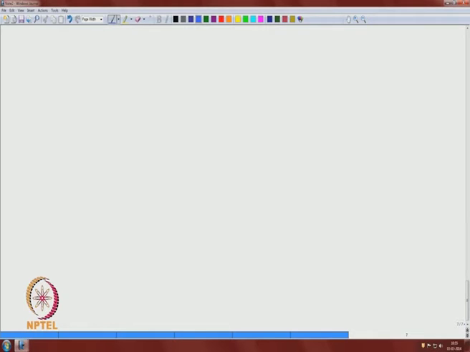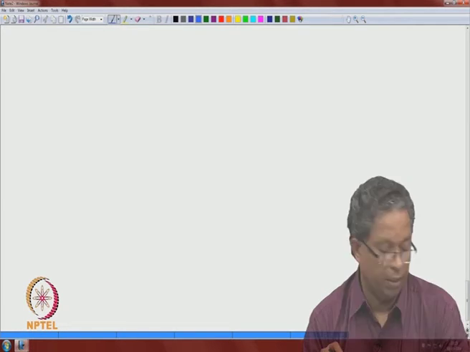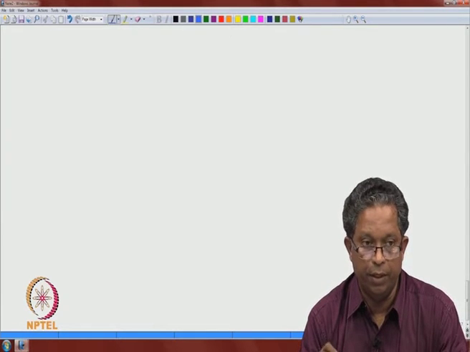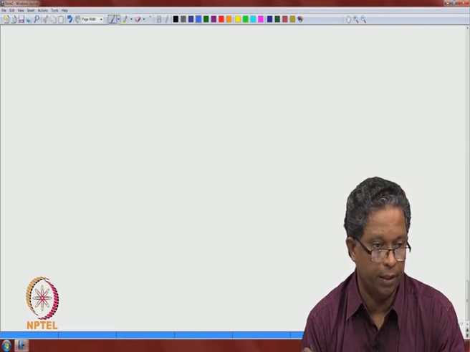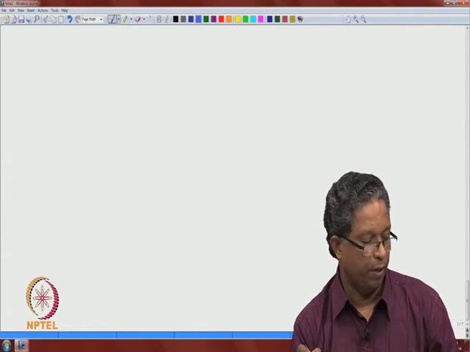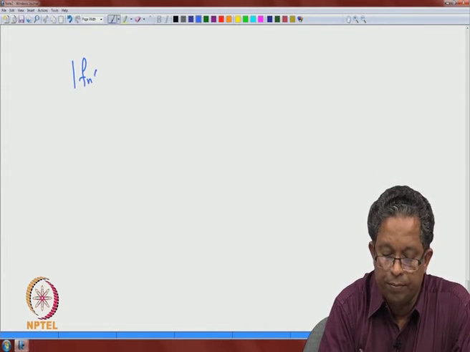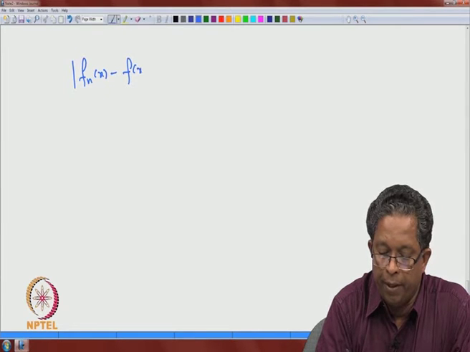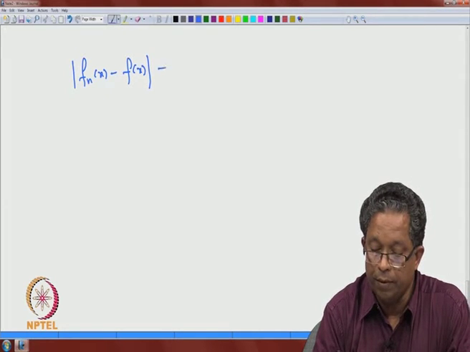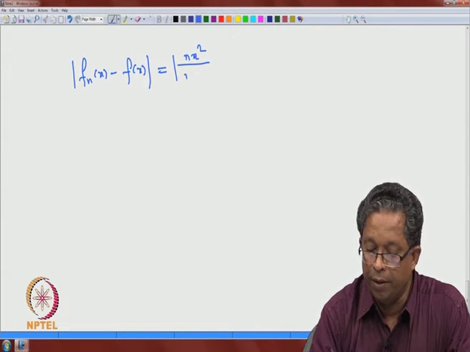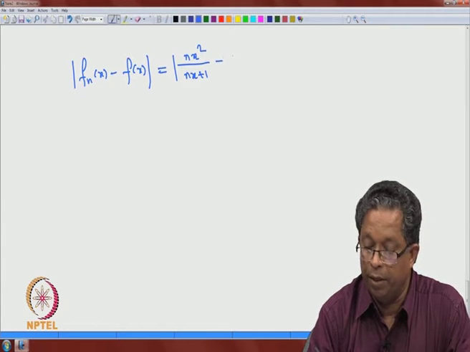So, how do we show? For a given epsilon greater than 0, we should be able to find an N which is independent of x, such that the difference between f n x and x is less than epsilon for all small n greater than that capital N which is independent of x. So, we will show for this example. So, f n x minus f x, by definition of the sequence, this is n x square by n x plus 1 minus the limit function, which is x.